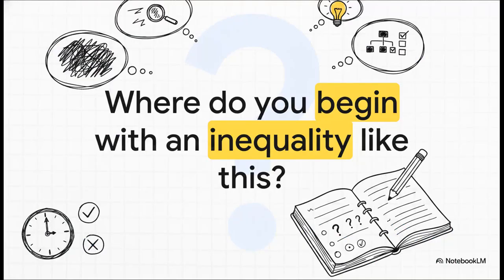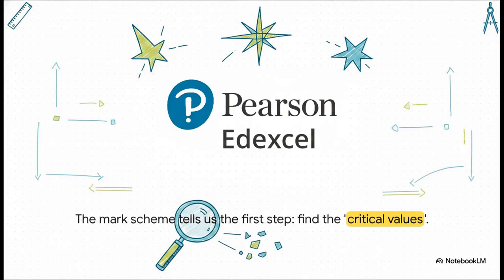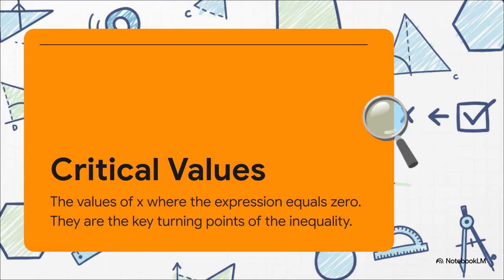So, picture this. You're in the exam, you flip the page, and you see this question. What's the very first thing that should pop into your head? Well, lucky for us, the official mark scheme gives us a huge clue. It basically says the first method mark, what they call an M1, is all about finding these so-called critical values. So, what on earth are critical values? Simple, really. They're just the points where the expression equals 0.